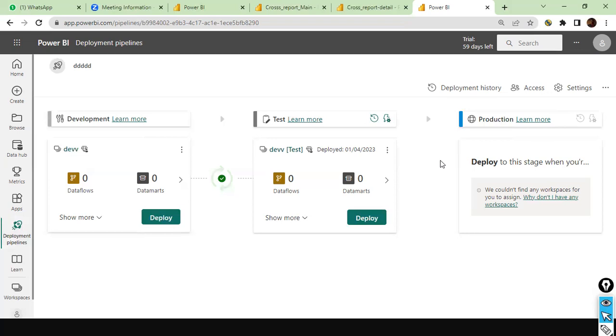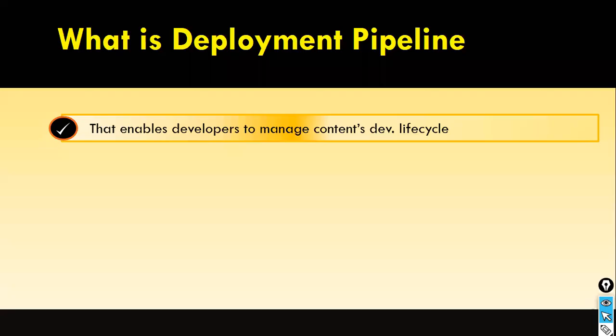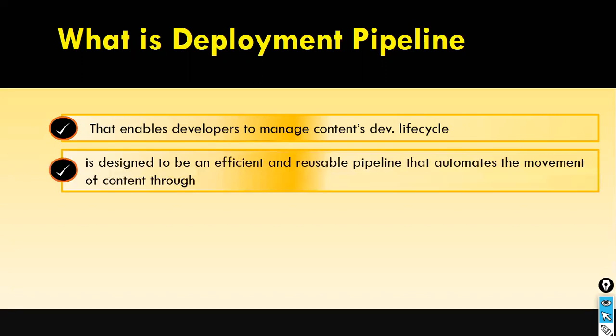Okay, so these are the advantages. This deployment pipeline feature in the Power BI service streamlines and automates these practices in a single user interface. So these are the advantages of the deployment pipeline. The deployment pipeline is nothing but this: you want to promote your content from one stage to another throughout the life cycle, right?